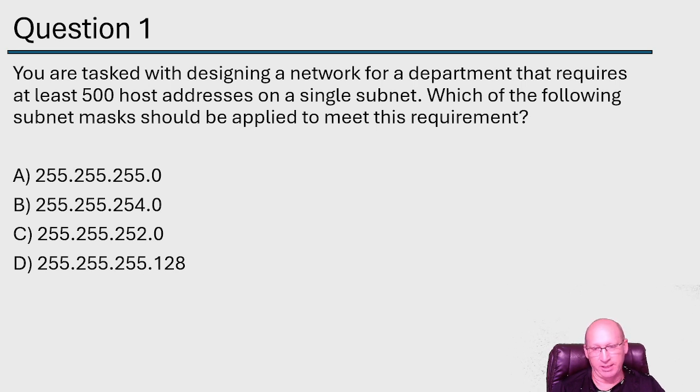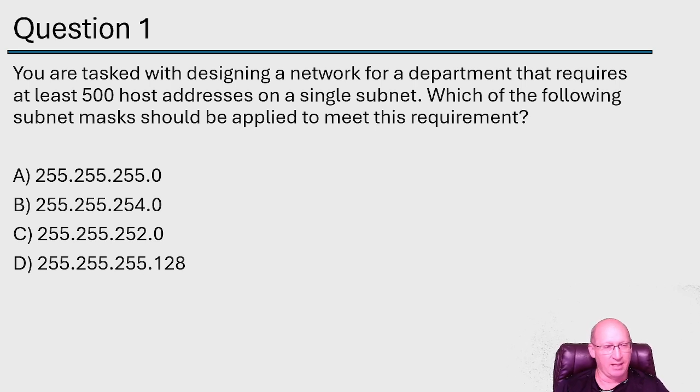Without further ado, we're trying not to knock out 20 minutes on these videos. Let's see if we can't drag this down a little bit. Let's jump right into it. If you need more time, of course, you can pause it. We are tasked with designing a network for a department that requires at least 500 host addresses on a single subnet. Which of the following subnet masks should be applied to meet this requirement?